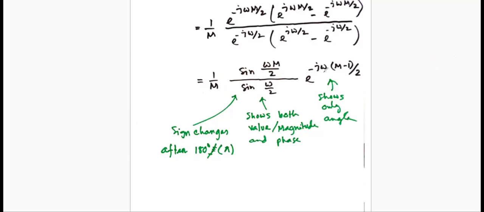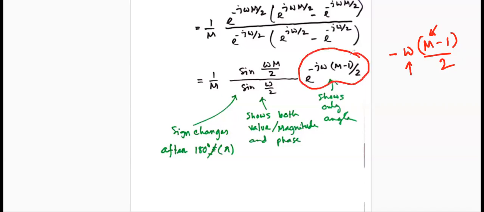Where is the phase? The phase value is minus omega times m minus 1 divided by 2. That is the phase. And of course, it depends on the value of m, where m is a constant for a particular case, and omega is a variable. So this shows the angle or the phase. This part only shows the phase.